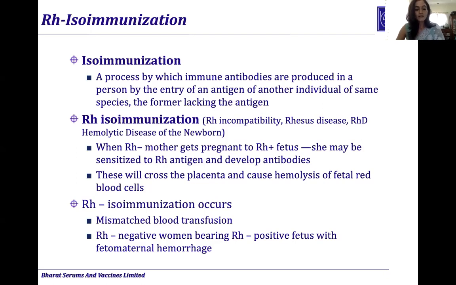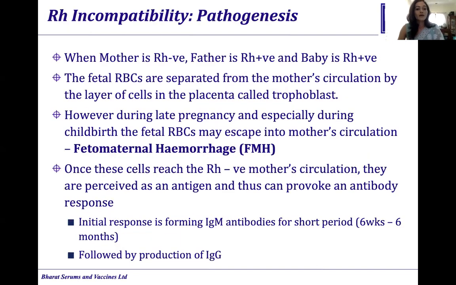The causes can be mismatched blood transfusion, which is quite rare to say the least, but yes, still a good possibility when an RH negative woman is bearing an RH positive fetus, and therein fetal-maternal hemorrhage occurs, which is probably not covered by our anti-D prophylaxis. So we have already seen an RH negative mother with an RH positive father, heterozygous or homozygous as the case may be, and the baby is RH positive. And the fetal RBCs eventually separate and then enter the maternal circulation and sensitize the maternal immune system.